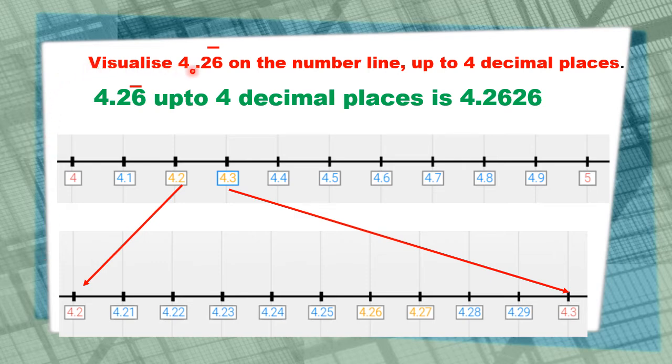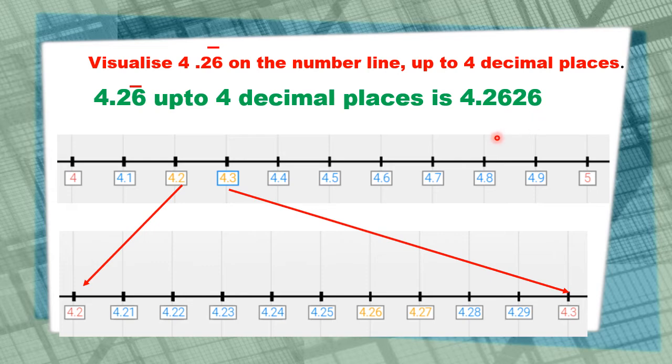Visualize 4.26 bar on the number line up to 4 decimal places. 4.26 bar means what? It means 26 is repeating indefinitely. But here we are only going to take 26 up to 4 decimal places. Then we will arrive at this type of number, 4.2626, and we are going to expand it step by step.